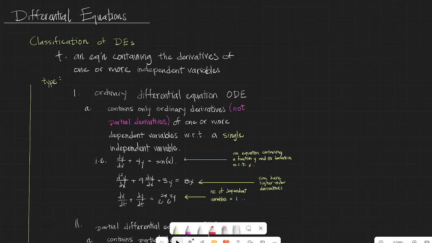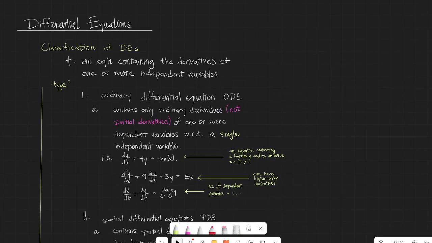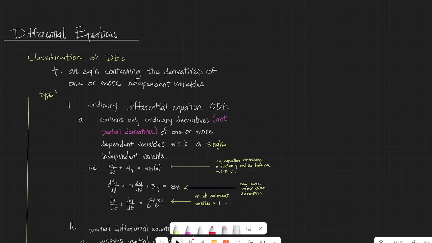Today we're going to be introducing differential equations. In order to do this, we're going to have to go through some definitions, particularly in regards to how differential equations are classified. And here we will talk about the three types of classifications of differential equations that there are. They include type, order, and linearity. And that's what we're going to talk about today.